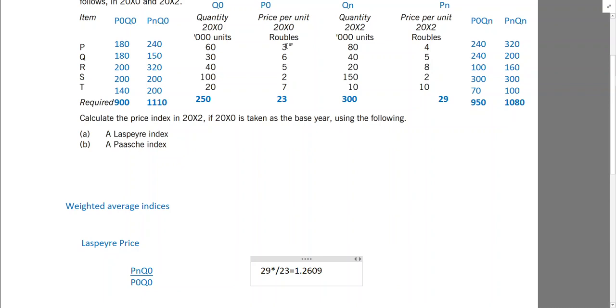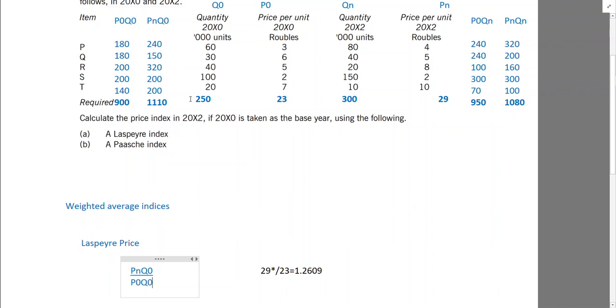We look at the price and we multiply by the quantity, which is our P0 and Q0 over here. So basically, you need the price of the base year and the quantity of the base year. The price of the latest year and quantity of the base year. So what Laspeyres does, it uses the same quantity, the base year quantity.